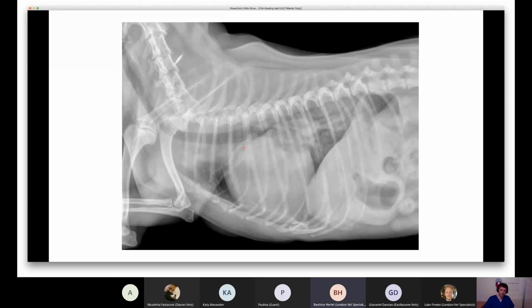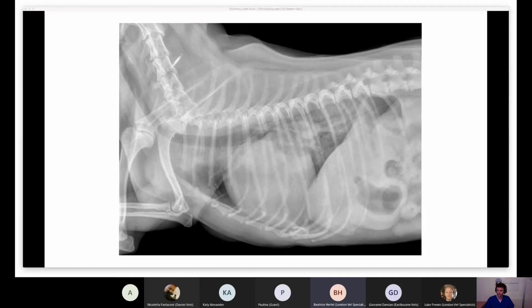So my main findings are enlargement of the cardiac silhouette, I would say global enlargement, dorsally displacing the trachea. This diffuse alveolar pattern affecting more the hilar region and the dorsocaudal lung lobe can be compatible with effusion. So my main differential would be an end stage of a heart disease with a possible congestive heart failure, due as well to the large vessels.